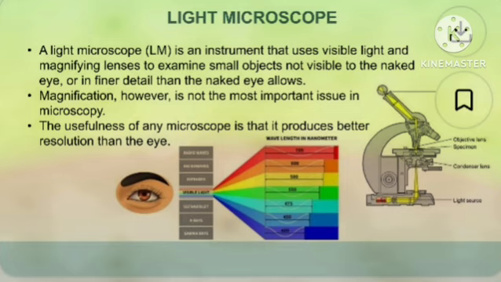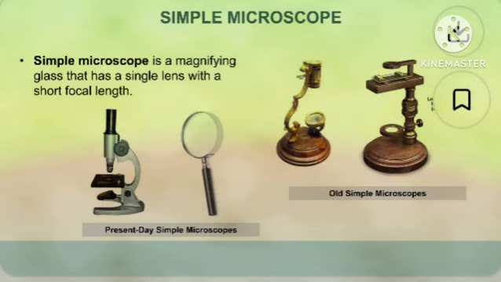And the third one, electron microscopes: the transmission electron microscope and the scanning electron microscope. This is the third type of microscope. And the fourth one, other microscopes. What are they? Digital, scanning probe, acoustic, and USB computer microscopes. These are also the other microscopes.